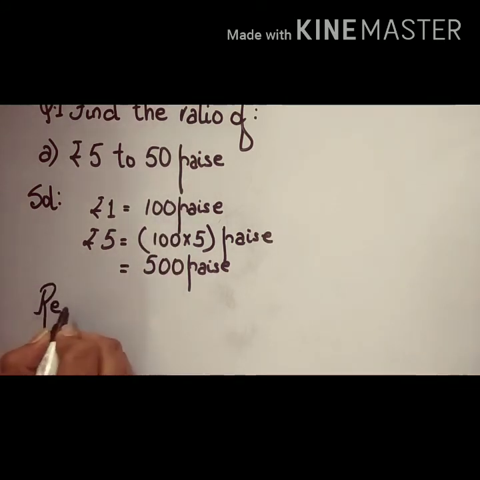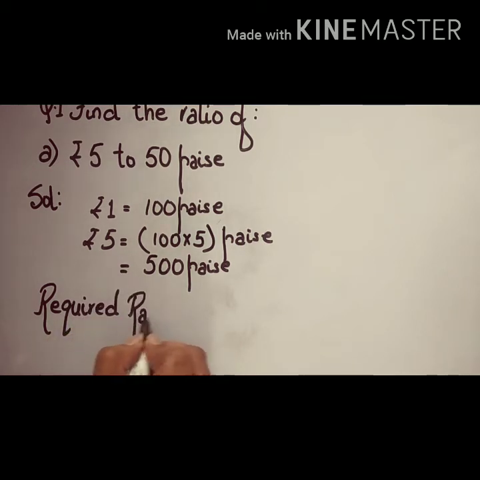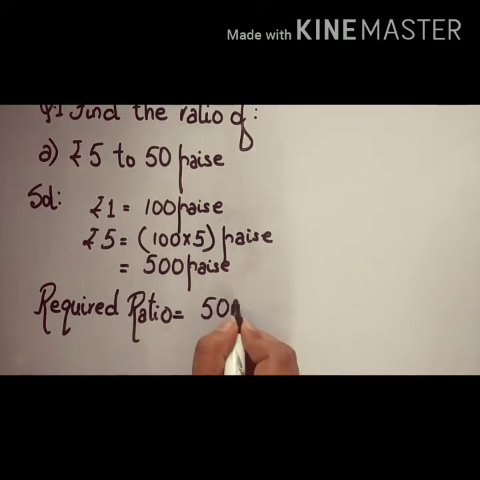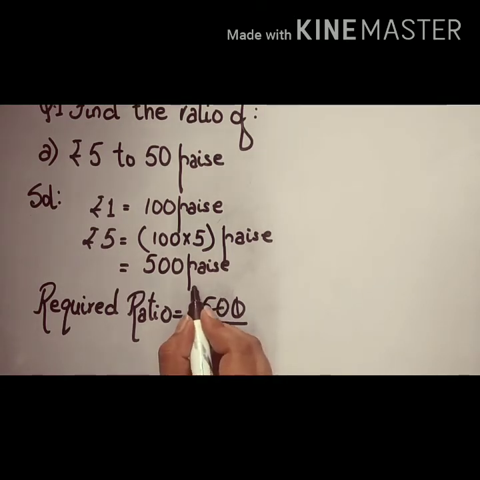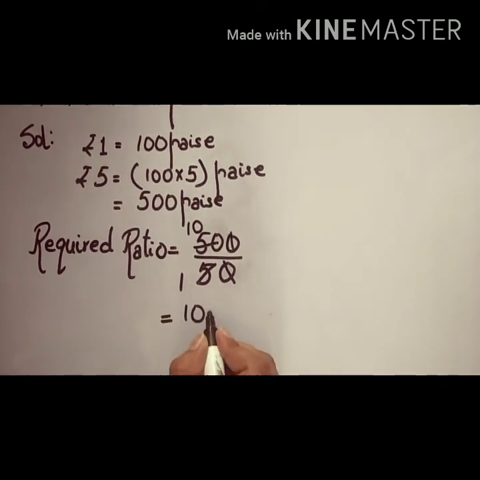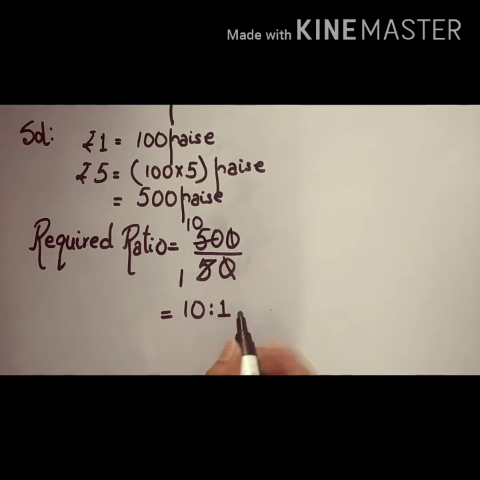So required ratio is equals to 500 upon 50. This 0 goes with this 0. 5 ones are 5. 5 tens are 50. So our required ratio is 10:1. We have to express the answer in ratio because they have asked us the ratio. So correct answer is 10:1.